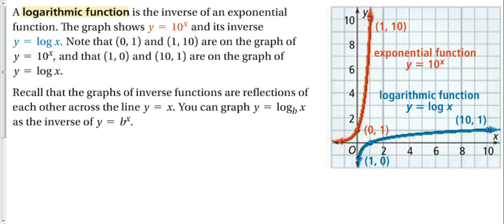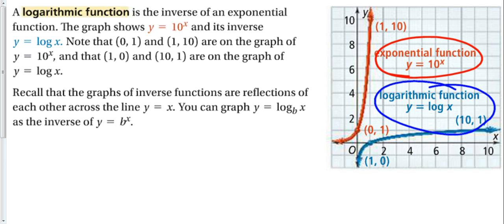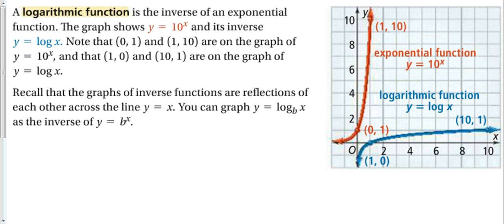and how it is the inverse of an exponential function. Notice in red, this is the exponential function, the red line. In blue, we have the logarithmic function right there. Both are on the graph. The exponential function goes up. The logarithmic function starts down and goes sideways.